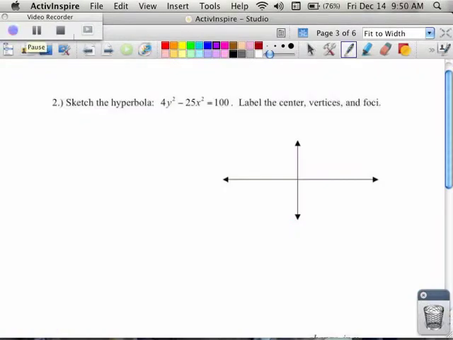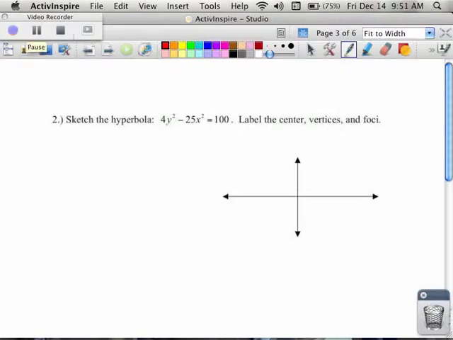Number 2. What's different about number 2? Joe Nelson. Okay, right side does not equal 1. And there is not a parentheses around what is included for y and what is included for x. So number 2, what I was looking for is it's not in standard form, so we're going to put it in standard form. All right, here we go. Don't blink. Just like that. 4, parentheses, y minus 0 squared minus 25, parentheses, x minus 0 squared equals 100.